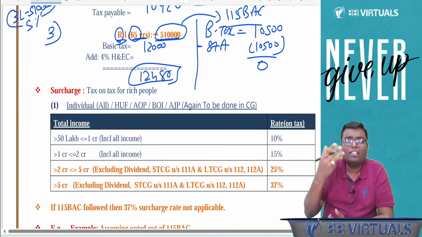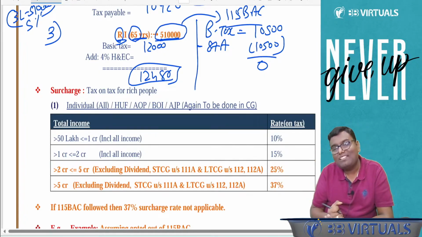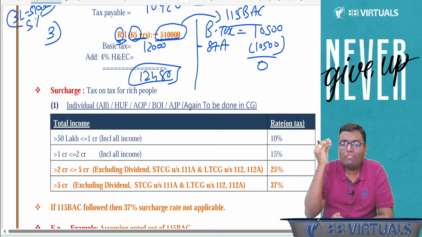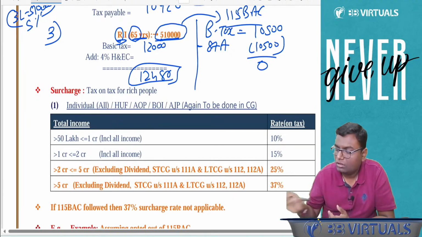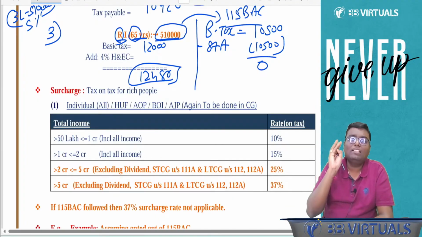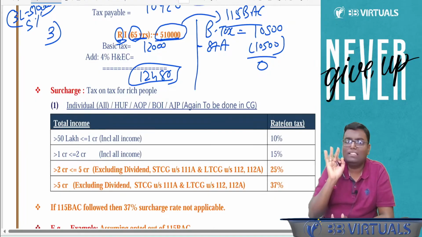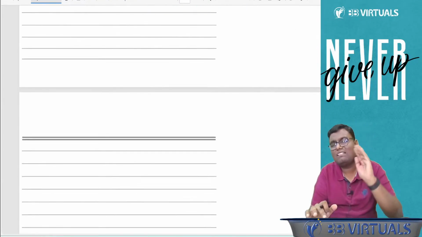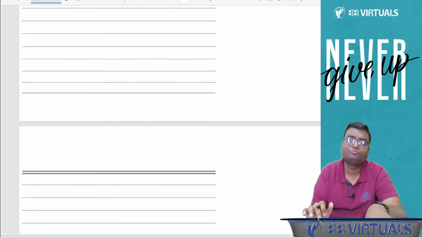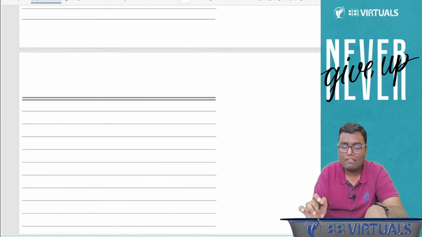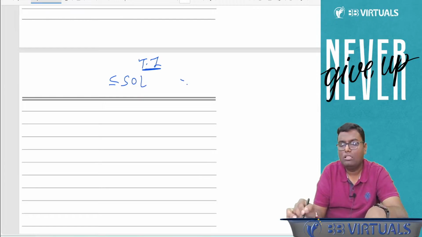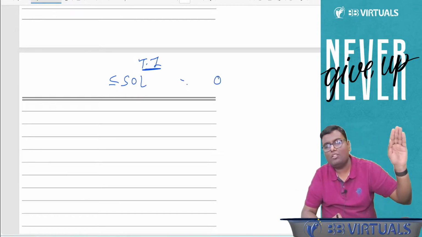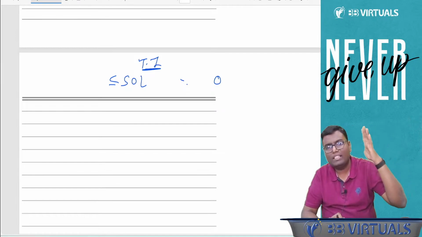Different limits, different rate. First, let us understand the concept of surcharge for those 5 persons to whom slab rates are applicable. Who are they? Individual, HUF, AOP, BOI, AJP, to whom, as you know, the slab rate is applicable for the basic tax. Now, government says if your total income is less than or equal to 50 lakh, no surcharge needed. Whatever is your basic tax plus 4% cess, that is more than enough.